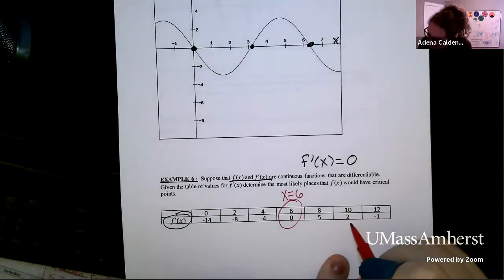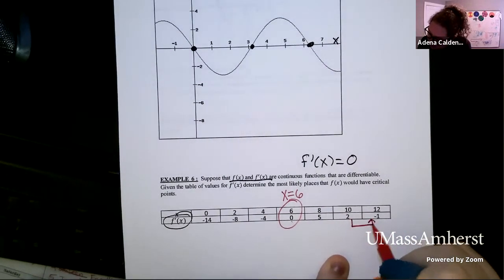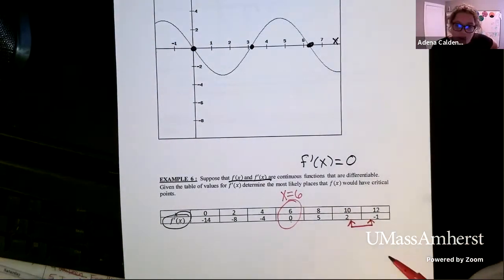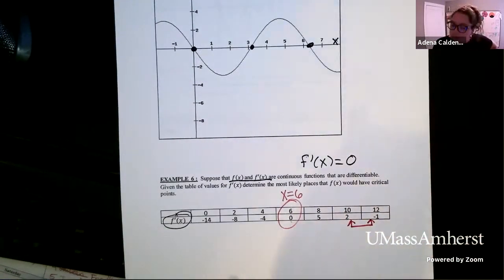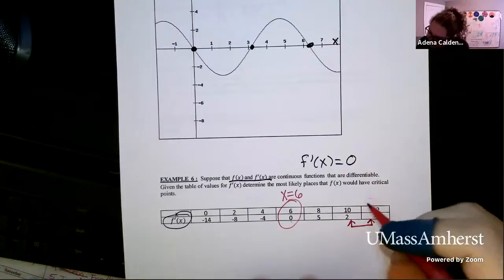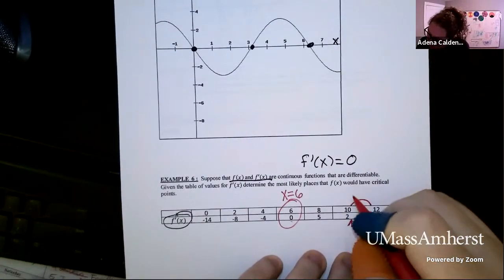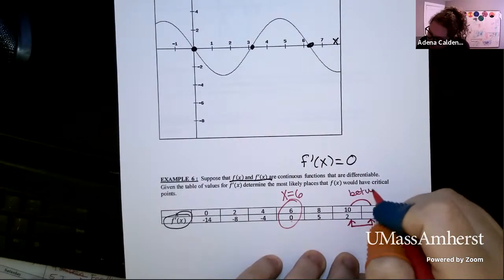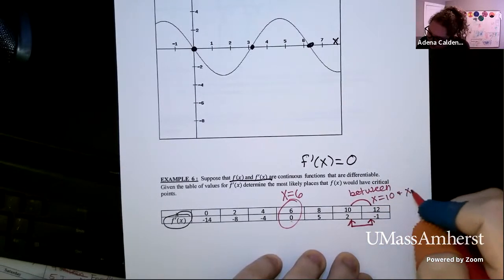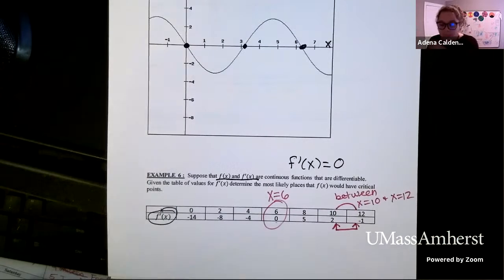Over here, I want you to notice that the y value went from 2 to -1. So in order for a function to change from positive to negative, it would have to go through 0. So that means that there's another critical point somewhere between x equals 10 and x equals 12, right?